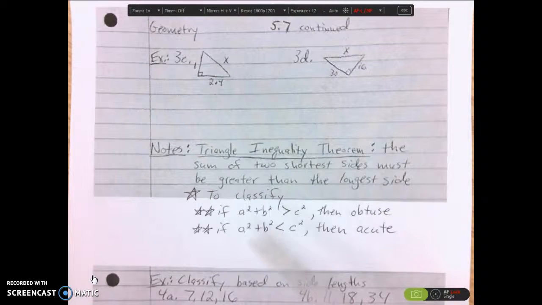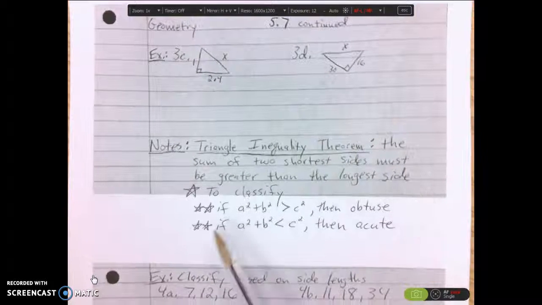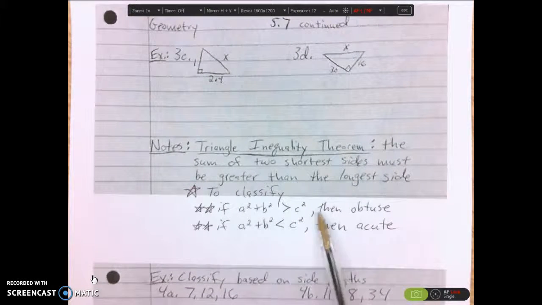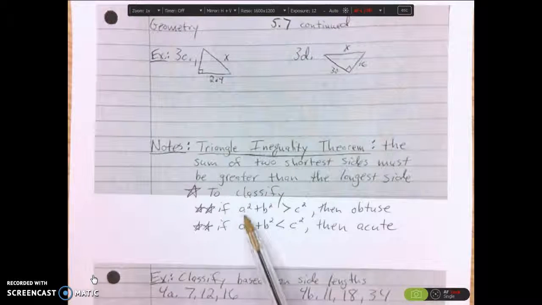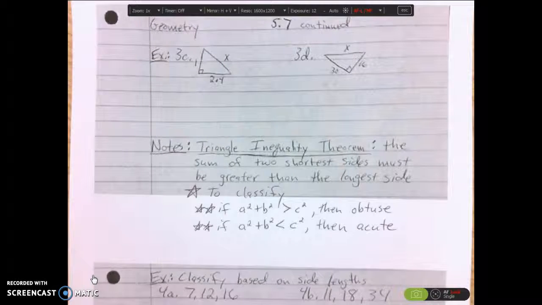Then also, in addition, you have to classify these triangles. Once you know it does make a triangle or not, to classify these, put them in your Pythagorean theorem. If a squared plus b squared is greater than c squared, then it's an obtuse triangle. It's not right, it's an obtuse triangle. If a squared plus b squared is less than c squared, then it is an acute triangle. So just knowing those two rules will help you figure this last part out.